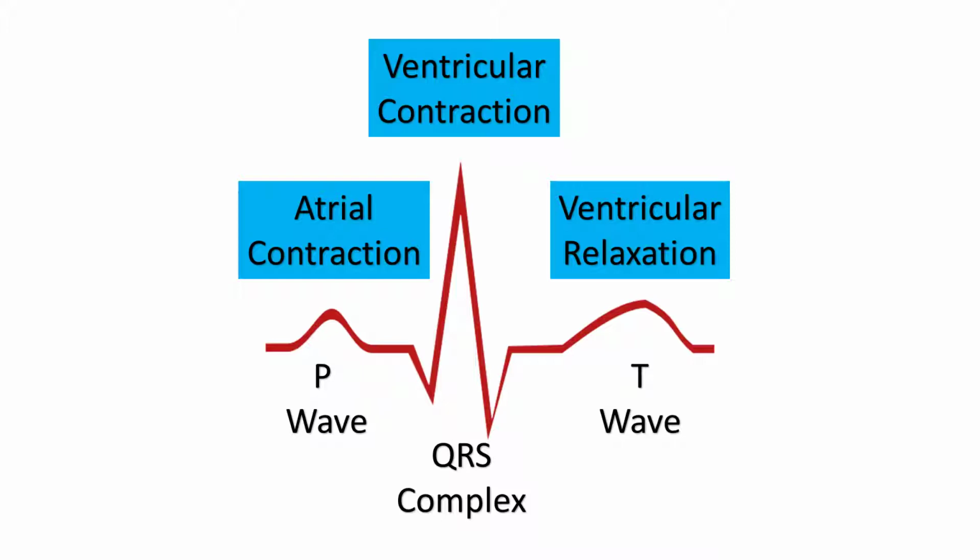Now, notice that there isn't a phase or a wave for atrial relaxation. That's because that signal comes during the QRS complex. It happens, but we can't see it. The QRS complex is so big that it completely buries the signal saying atria, relax.